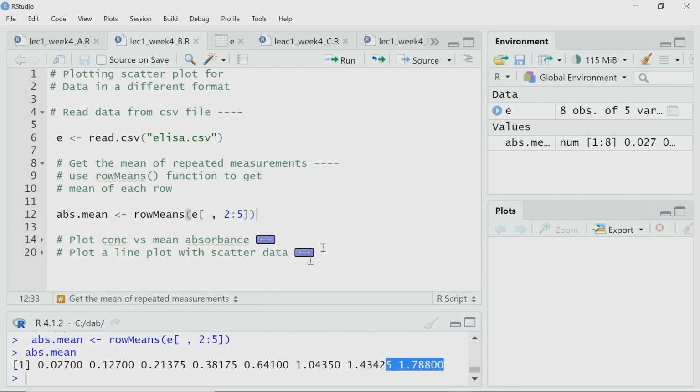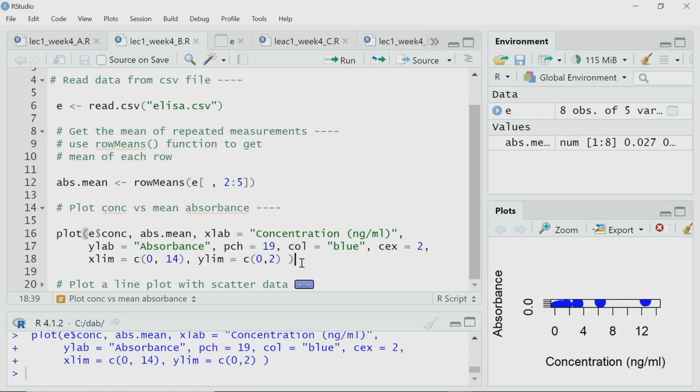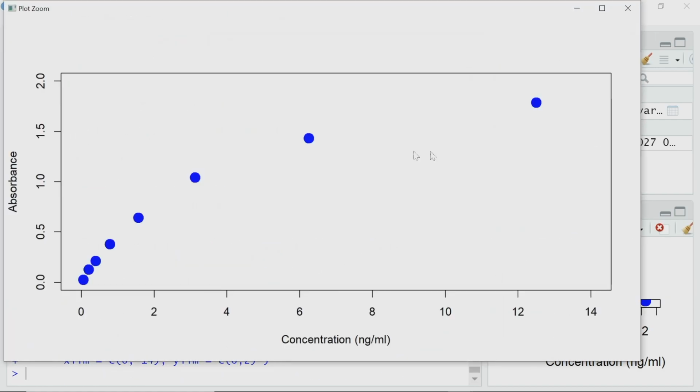Now I will plot the concentration versus mean absorbance. Again, I am using the same plot function for the scatter plot. I will not go into detail because we have already discussed how to use that and the arguments. Only one important thing to remember: the x axis will be $conc, because that is the concentration, the first column, and the y argument is abs.mean because I have the mean data there. If I run it, here is my plot. This is a similar plot to the one I got earlier.